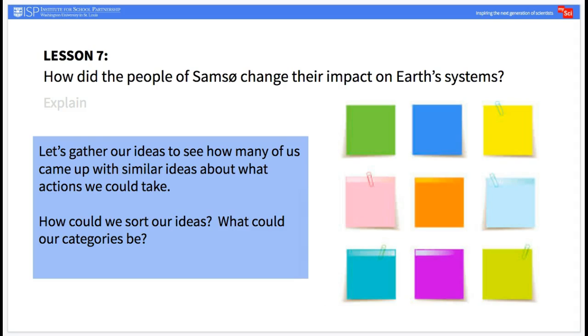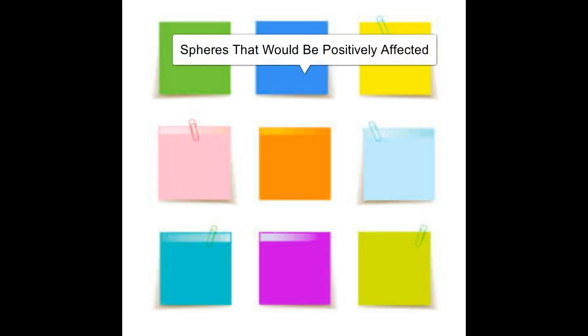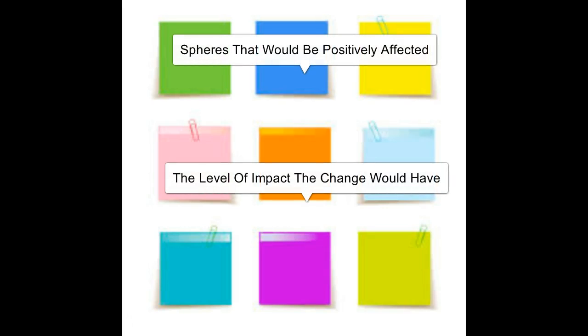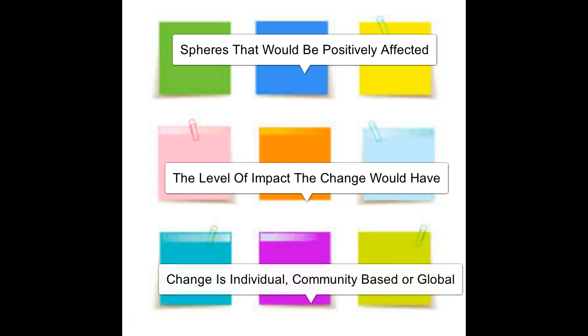In the Explain portion of this lesson, students will determine who came up with similar ideas of how to reduce the negative impact described in the article. They will repeat this process for multiple articles. Next, students will sort and categorize their Post-its. For example, students may categorize based on the spheres that would be positively affected, the level of impact the change would have, or if the change is individual, community-based, or global.